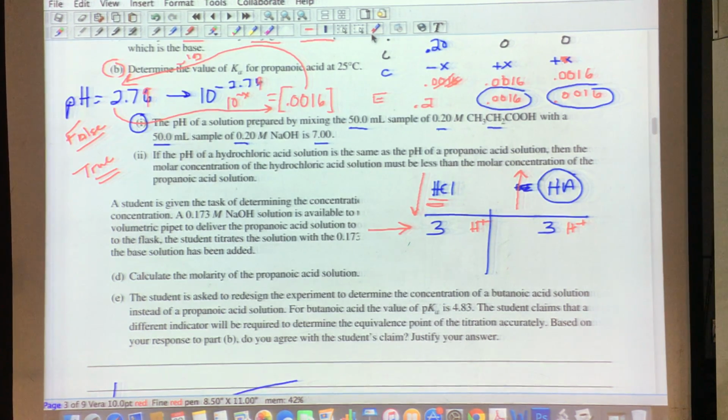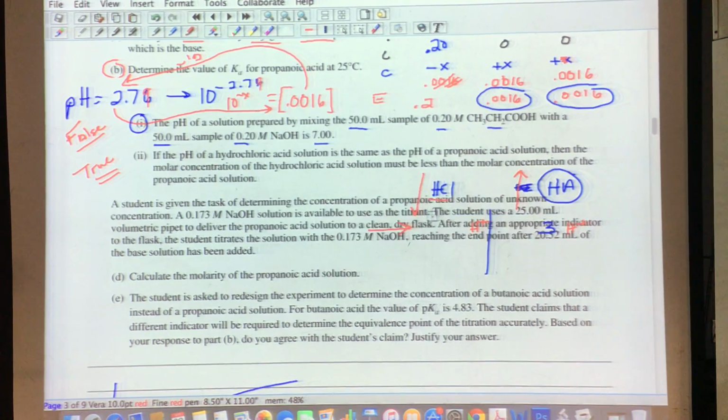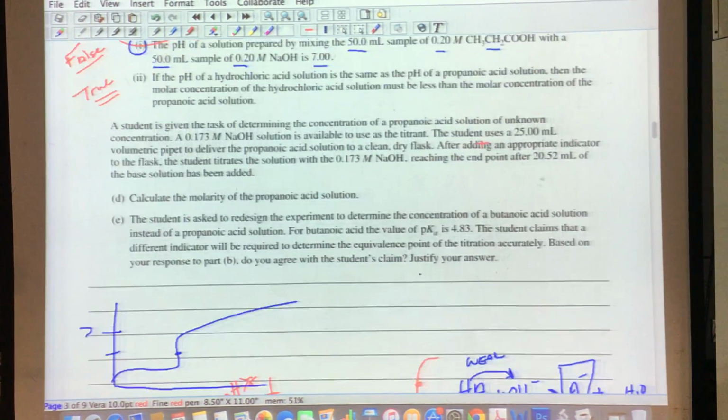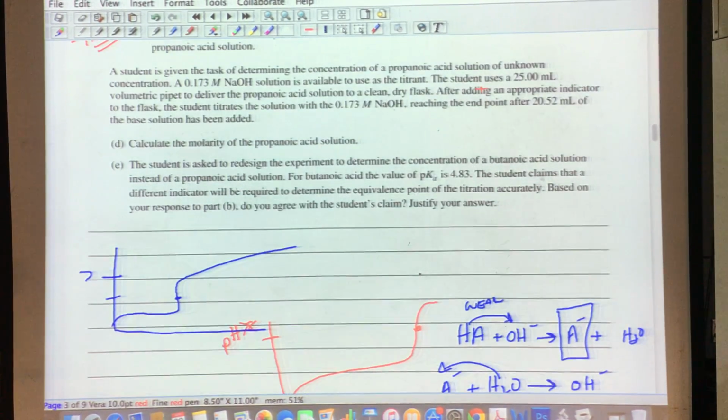But again, what's the bottom line? It's making you think about strong acid, strong base. They want you to understand Kas, complete dissociation and not. Okay, next question. A student is given the task of determining the concentration of a propanoic acid solution of unknown concentration. A 0.173 molar solution of base is available to use as a titrant. The student uses a 25 milliliter volumetric pipette to do so. So we're doing a titration here.